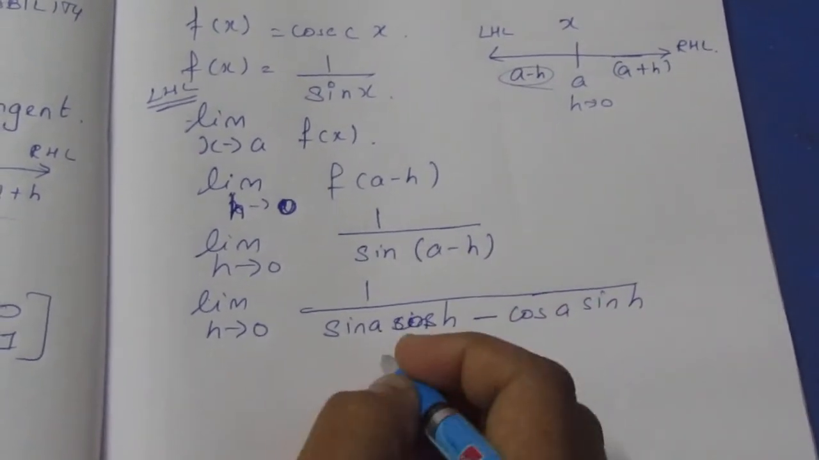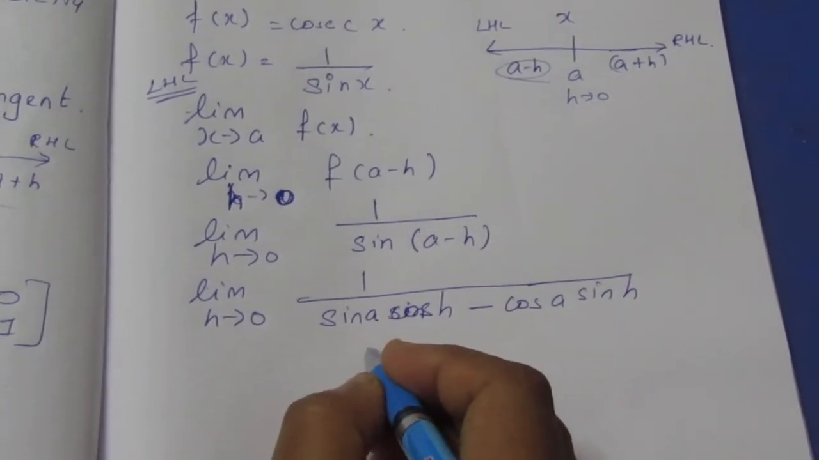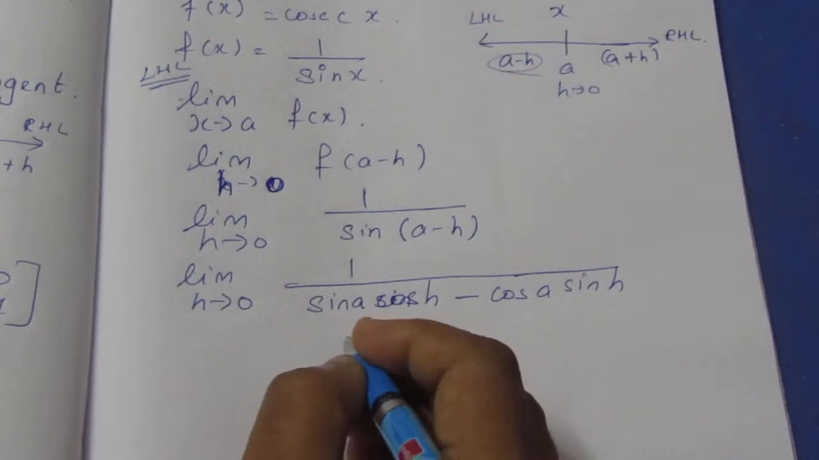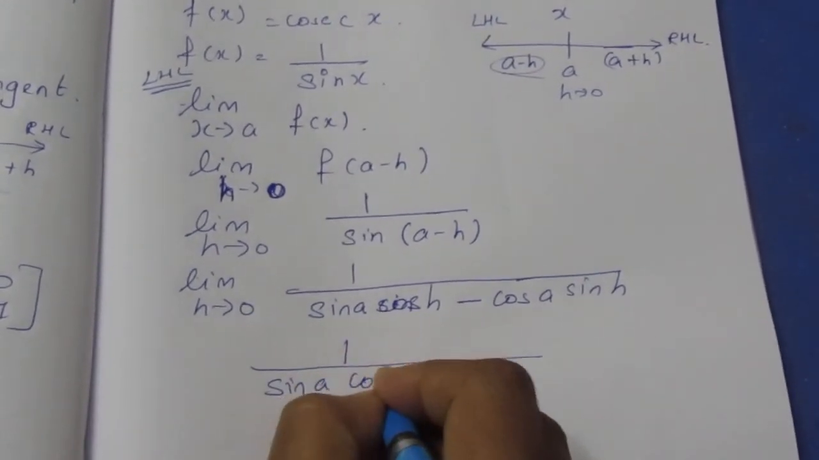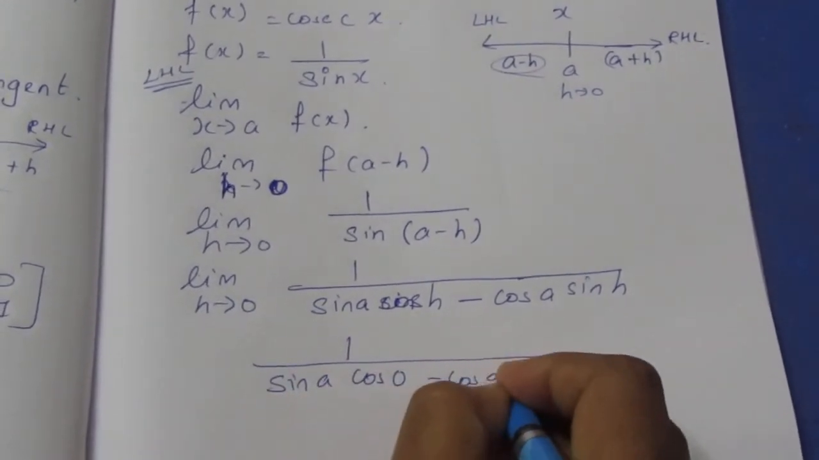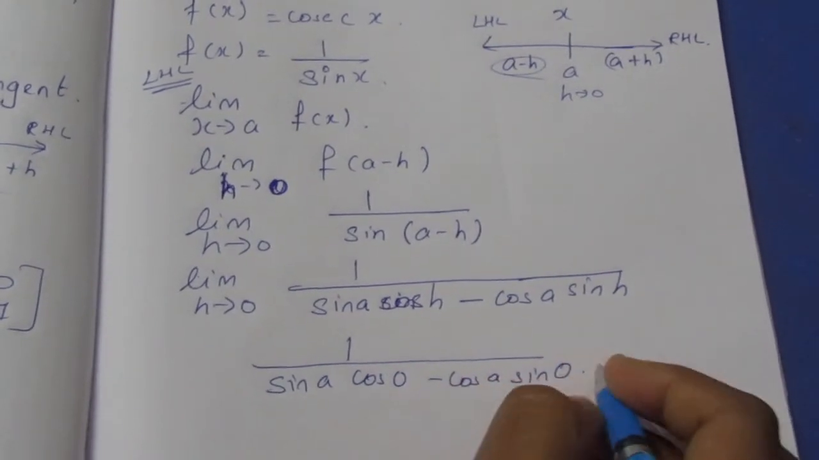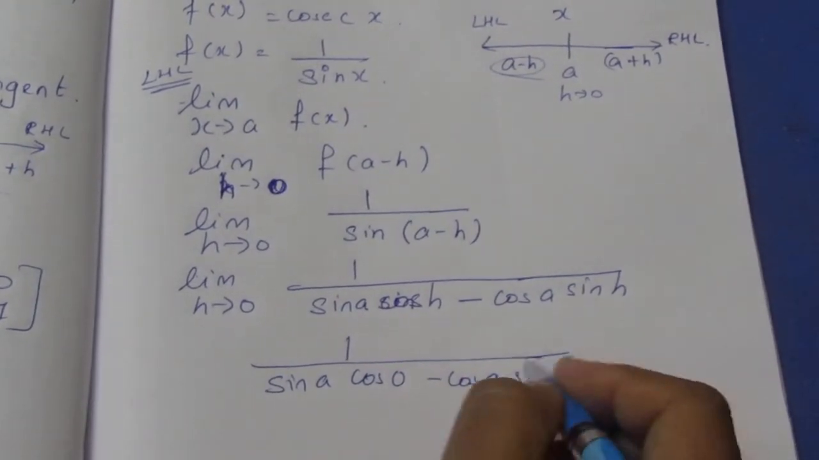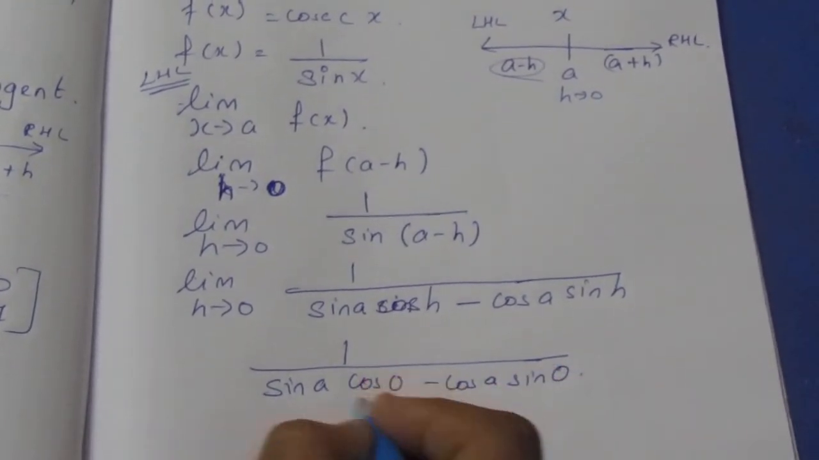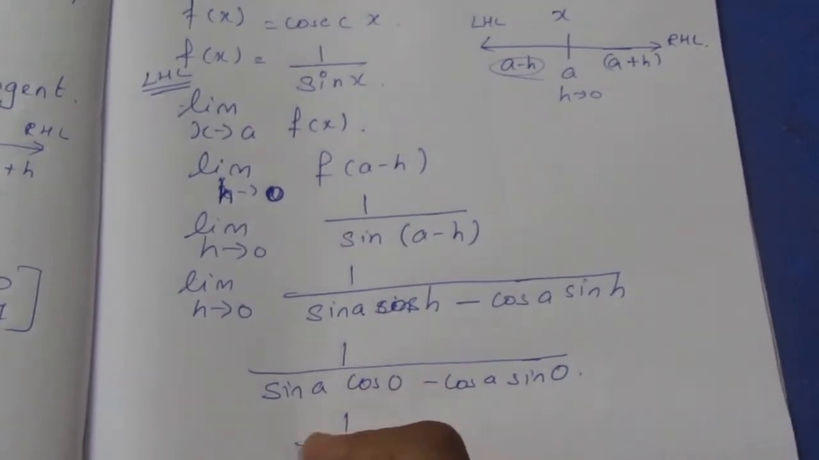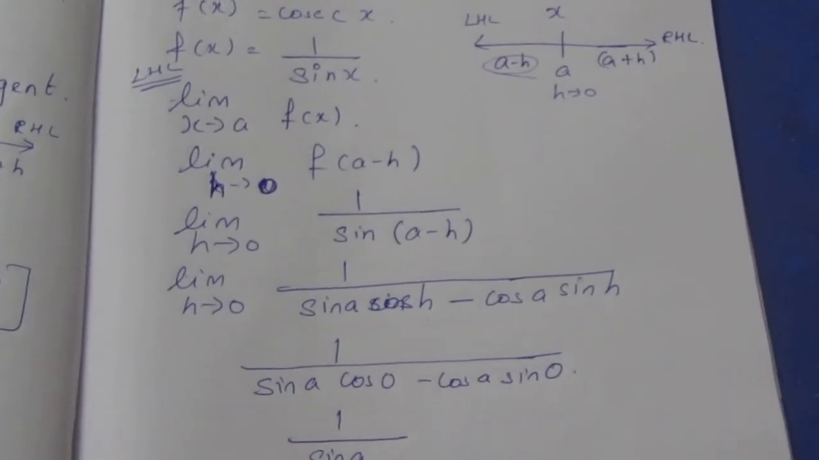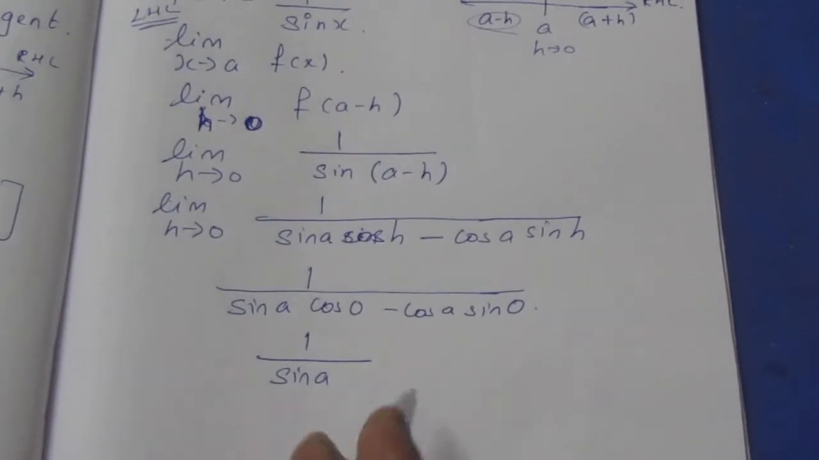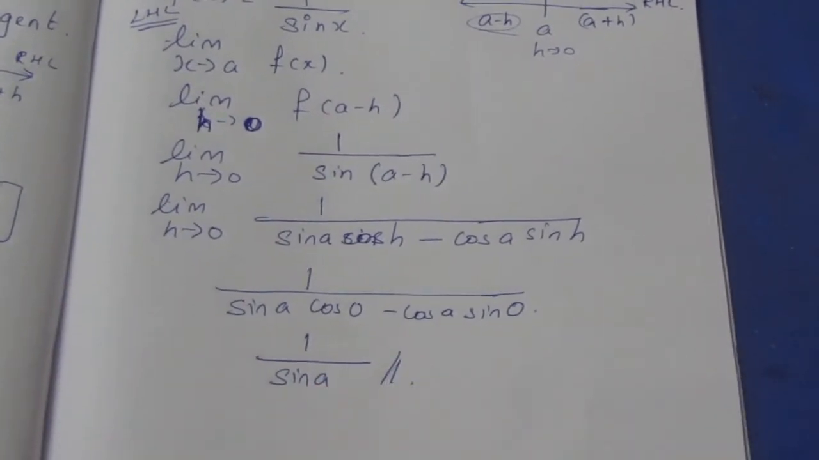Now substitute the limit value, that is limit h tends to 0. So in the place of h substitute 0, it becomes sin a cos 0 minus cos a sin 0. Now we know that sin 0 is 0 and cos 0 is 1. So here it becomes 1 by sin a into 1, which is sin a. Here the other term will become 0. So your final answer is 1 by sin a for the left hand limit.